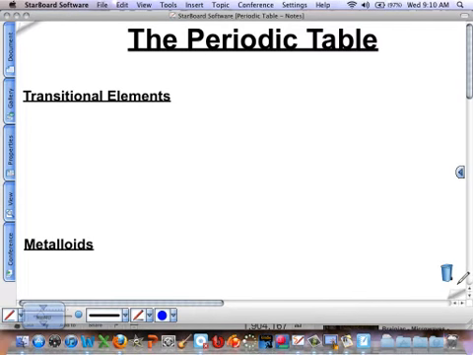Okay, what did you guys come up with? All the elements in the metal. Okay. It's called D block. What does that mean? It's any element in the D block.